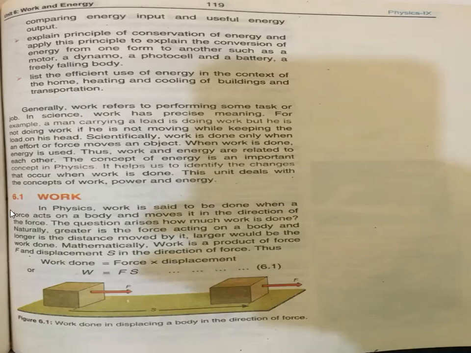So I'm going to start 6.1, work. In physics, work is said to be done when a force acts on a body and moves it in the direction of the force. Suppose this is a block and we apply the force on the block. After some time, the force will move the body and it covers some displacement in the direction of force. This is the first position of the block. Then if we apply the force and this block moves to the second position, it has covered the displacement, then we say the work is said to be done.